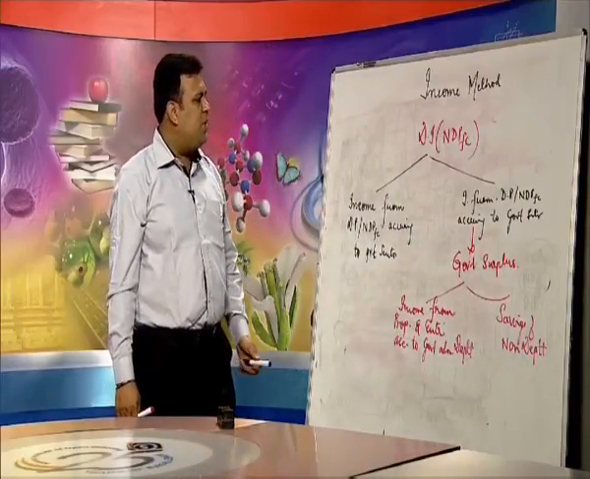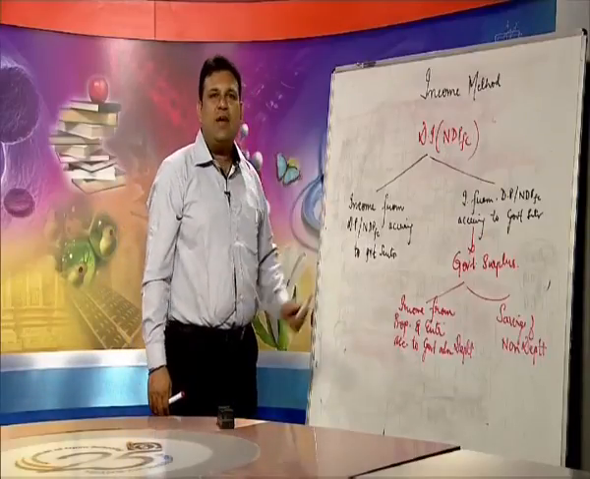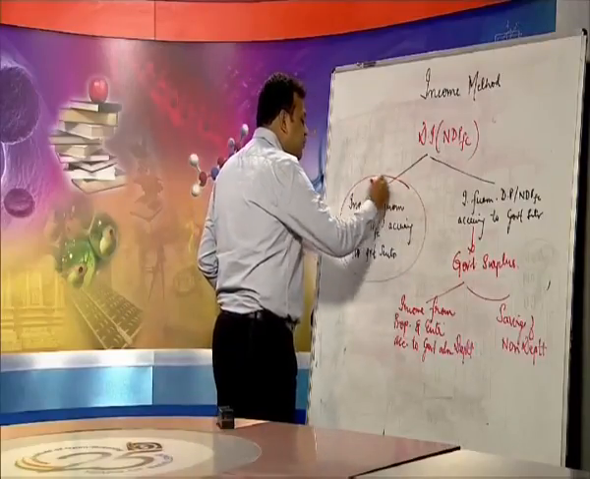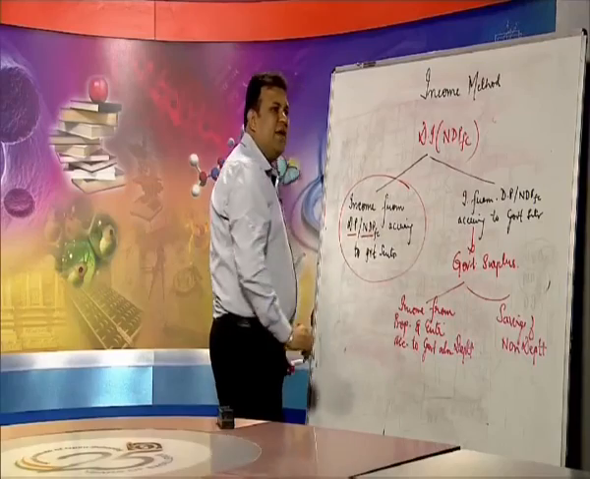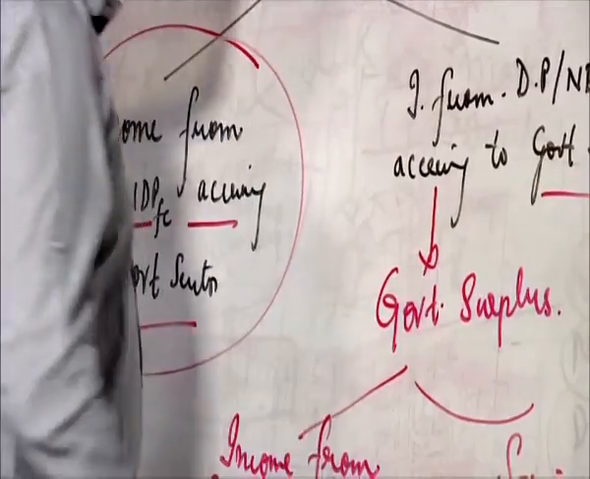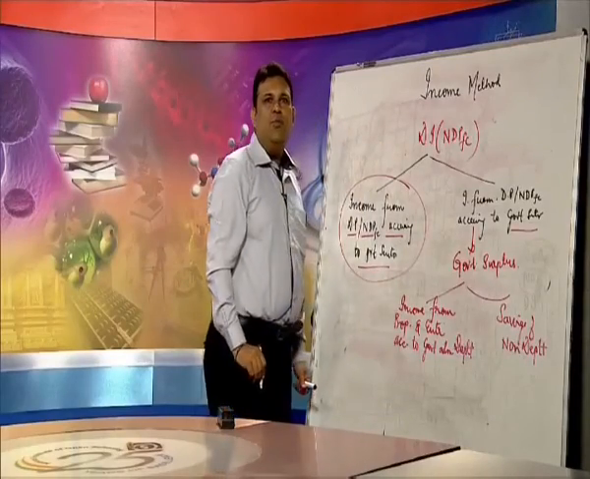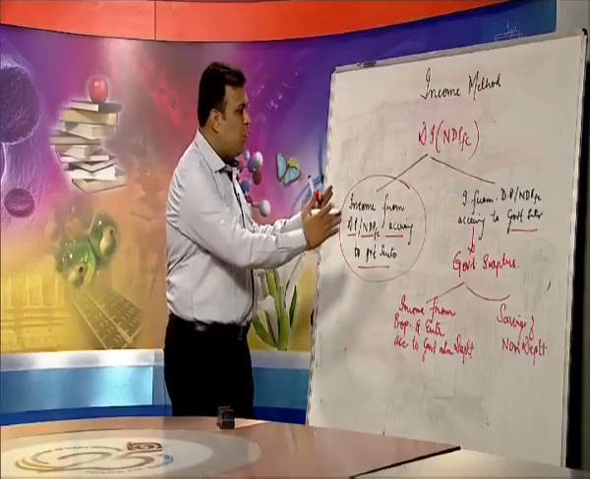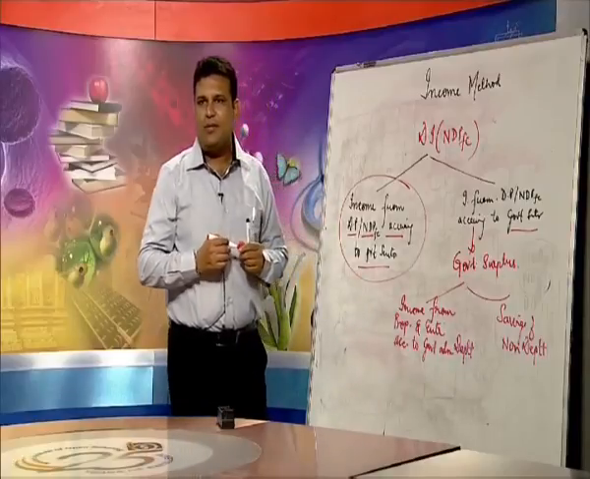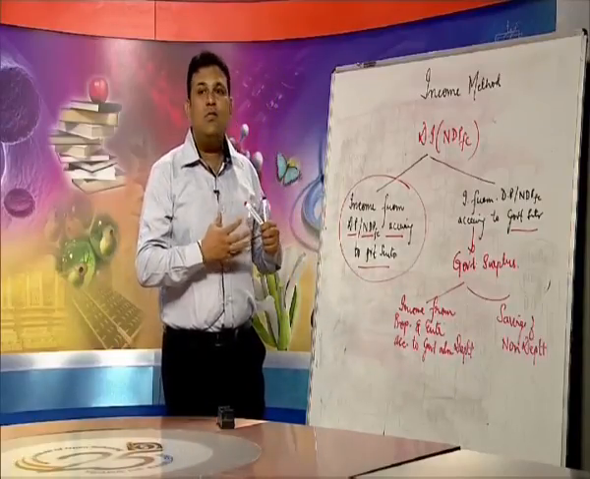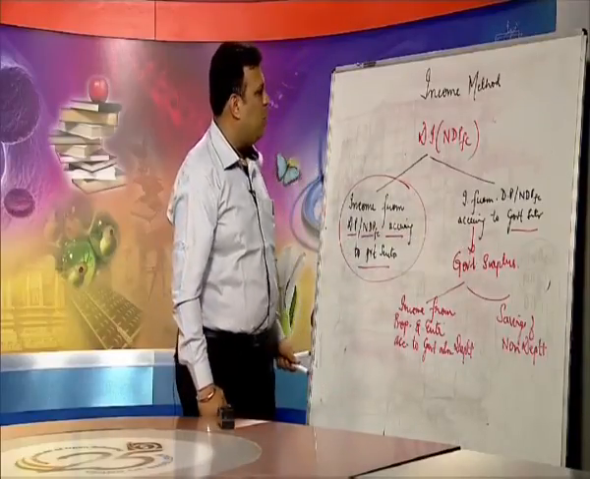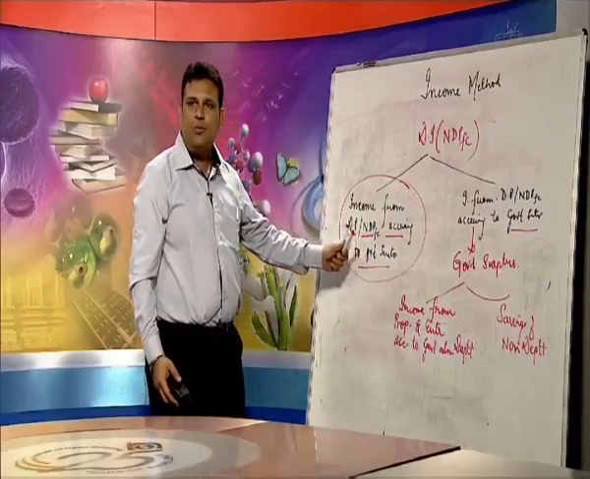So, government surplus and private sector. We have income from property and enterprise, income from domestic product, that is NDP at FC, accruing to private sector and government sector. This will make our domestic income. So, this is what the domestic income is from private sector and from government sector. Now, we will discuss the components of both private and government sector. I hope it is clear to you.